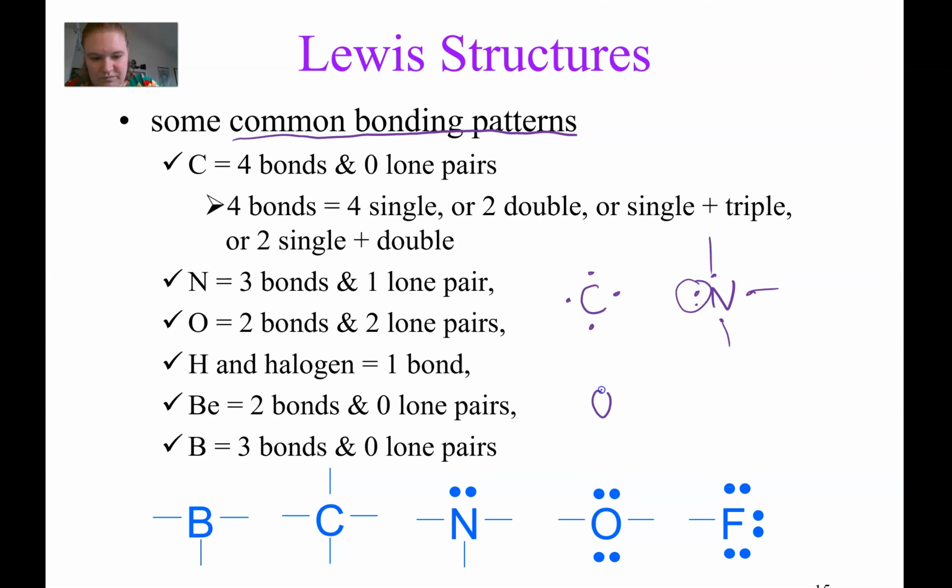Oxygen, 1, 2, 3, 4, 5, 6. Oxygen tends to form 2 bonds and 2 lone pairs. So there's a really nice pattern here that we see based off of our Lewis structures of the atoms and the way that they form bonds.